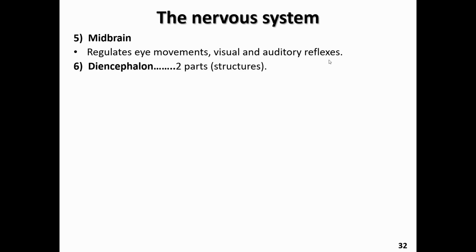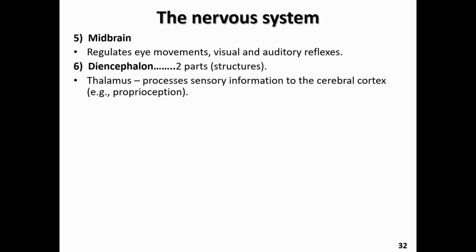As we move in a more rostral direction, the diencephalon is made up of two fundamental structures. The first one is the thalamus, and the thalamus contains neurons which transmit or process sensory information to the cerebral cortex. One example is this concept called proprioception. Proprioception is considered to be a submodality of the sensory function of touch, and it's essentially the conscious awareness of body position and body movement.